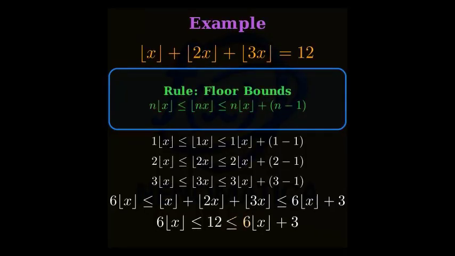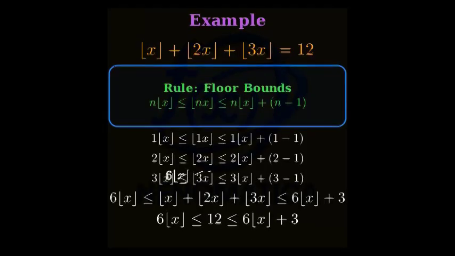Step 3. Substitute the given value. Since the sum of the three floors equals 12, we place 12 in the middle to get 6 times floor of x is less than or equal to 12, which is less than or equal to 6 times floor of x plus 3.